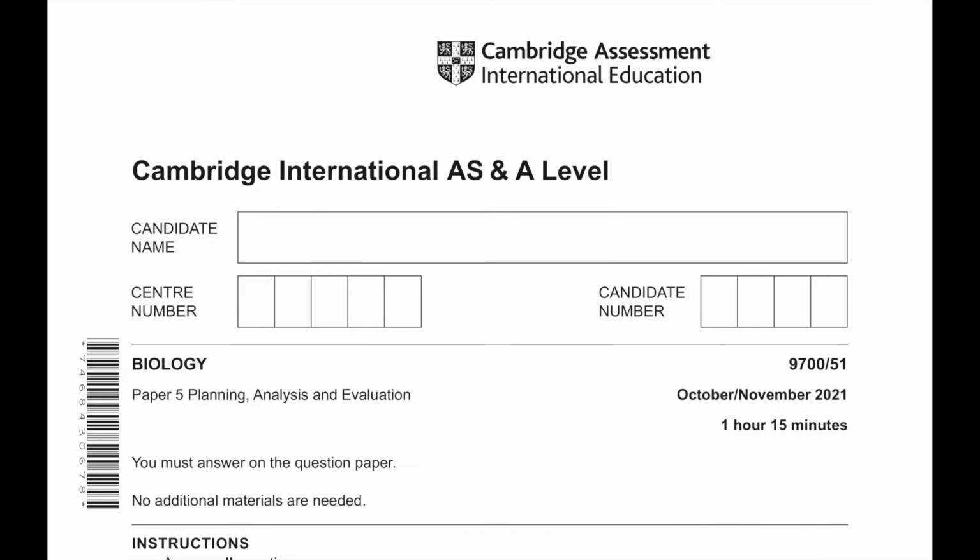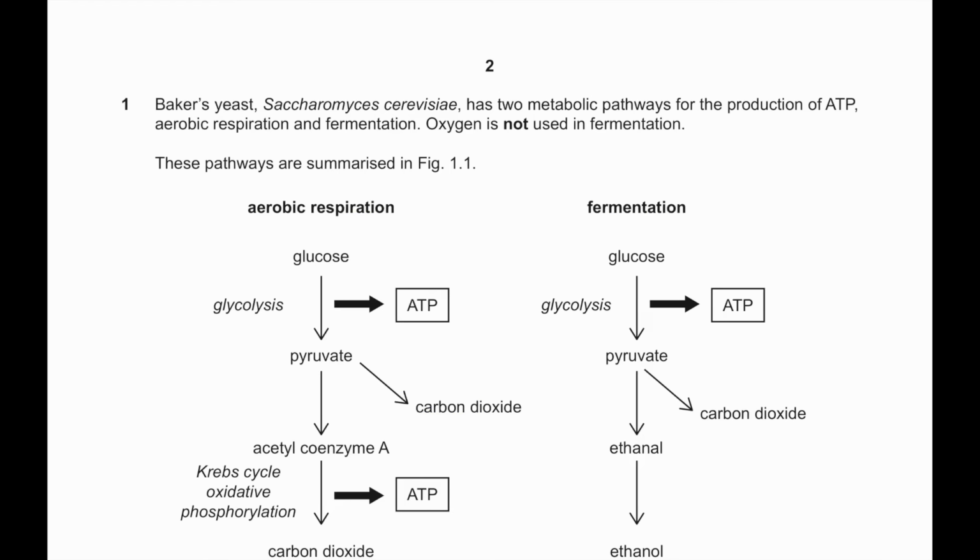Hello everyone. Today we'll be solving Cambridge International AS and A-Level Biology Paper 5 Planning, Analysis and Evaluation, October-November 2021, Paper 51. Question number 1.